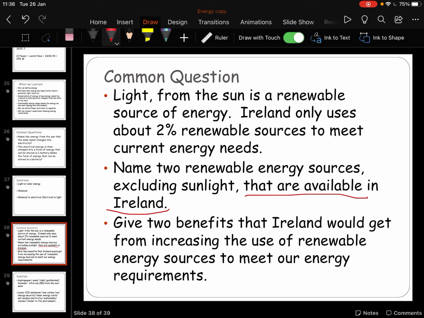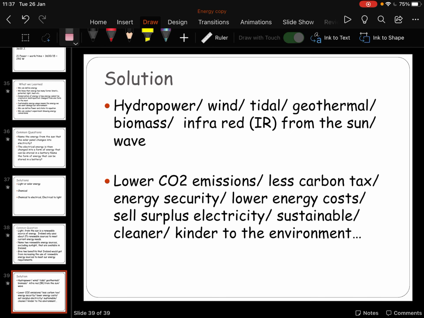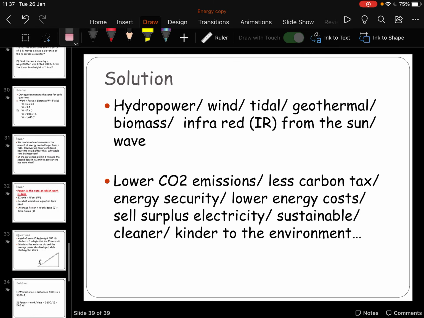The next one: give 2 benefits that Ireland could get from increasing the use of renewable energy sources to meet our energy requirements. There's lots of things you could say there: lower CO2, cheaper electricity because of that, less reliant on other countries, and more sustainable. There's hundreds of answers, guys, you could pick there. In the marking scheme that year, that's what they did. They have lots of answers, lots of options.